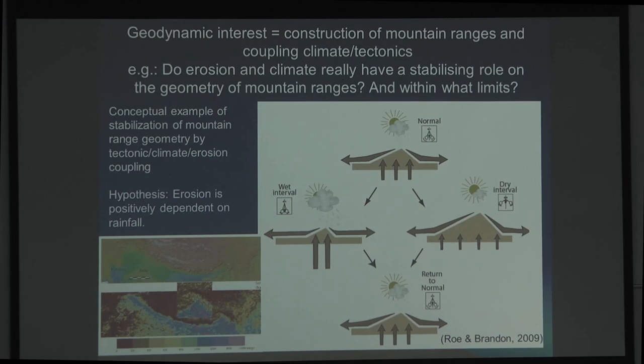So again, it's purely theoretical. And to be sure that this kind of loop does exist in reality or in nature, we need to be able to really control the physics of the orographic precipitation, and also to understand the sensitivity of erosion to precipitation and topographic variables.